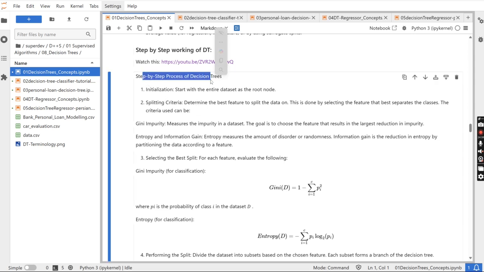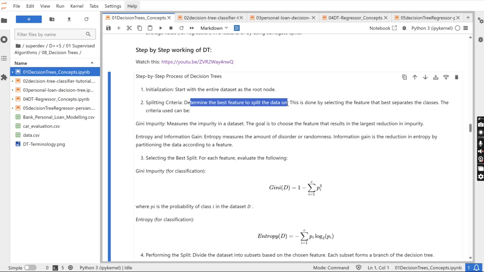Next is the step-by-step process. This we saw pictorially. Now we will see how it works in the backend. So you have a data set. You have split the data into 80% and 20%. Now out of that 80% of the data, the root node takes the entire data set. Very important.